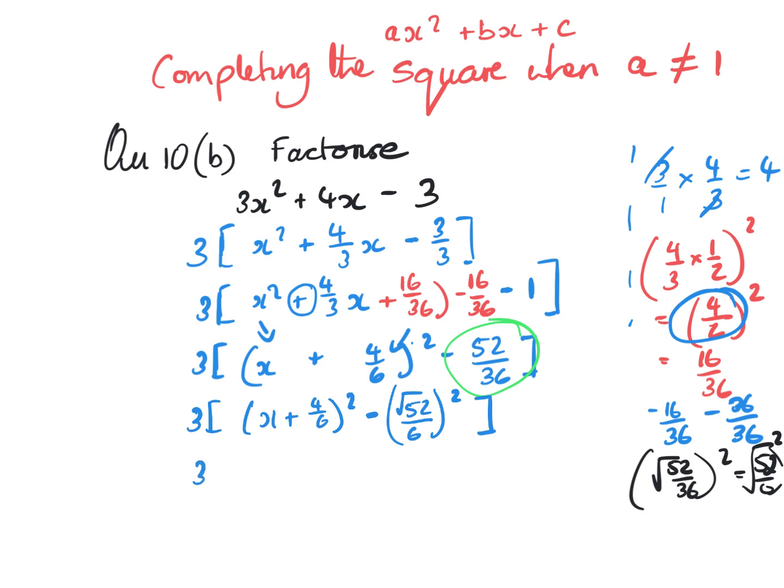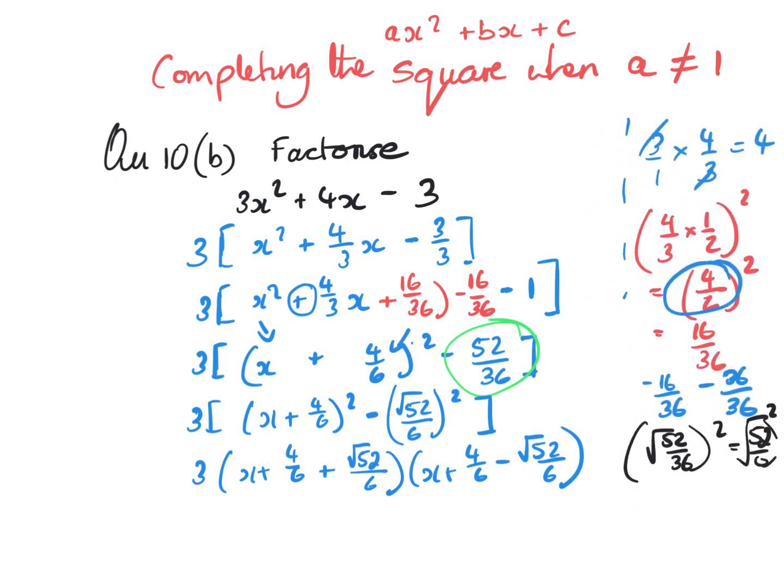Last step, 3 bracket first term plus second term, bracket first term minus second term. Probably what you should just do now is a scan to see whether or not you can simplify any of those fractions in the brackets. Does 52 have any factors where one is a perfect square? In fact, it does. 52 is 4 times 13.